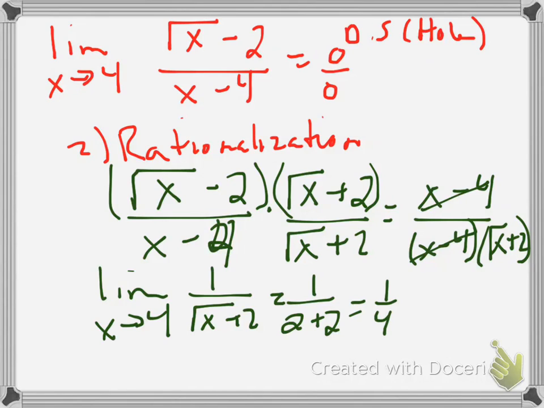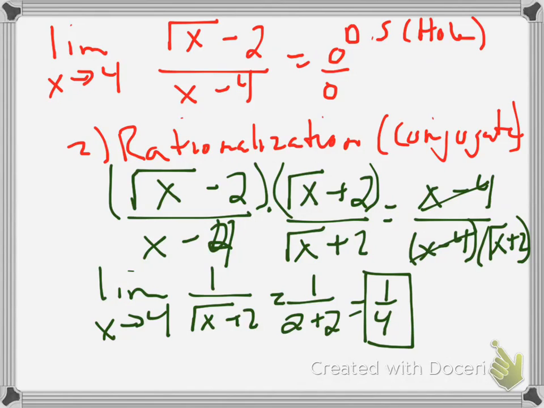So what we just did was, we found our limit by rationalizing, or sometimes people also call it using the conjugate, when you have 0 over 0 again.